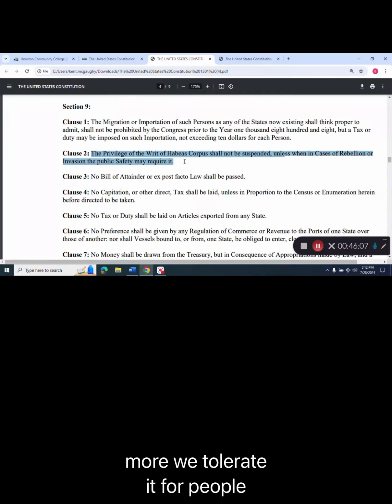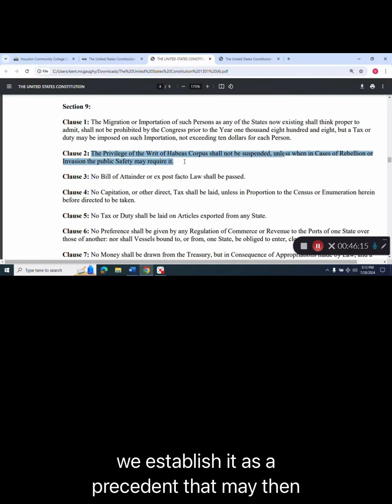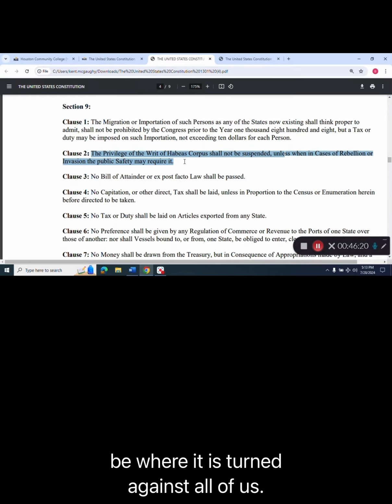And the more we tolerate it for people on the fringe of our society, we establish it as a precedent that may then be where it is turned against all of us.